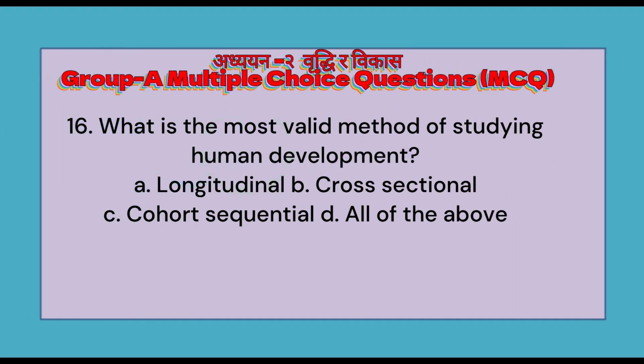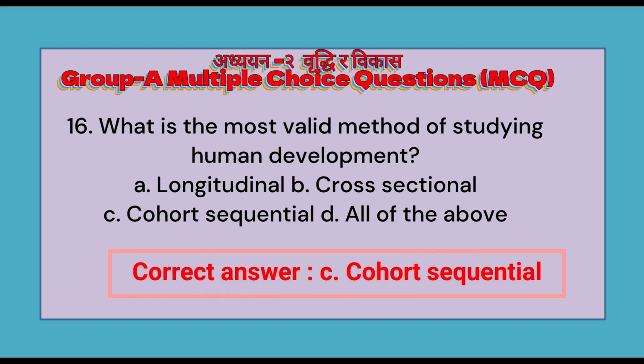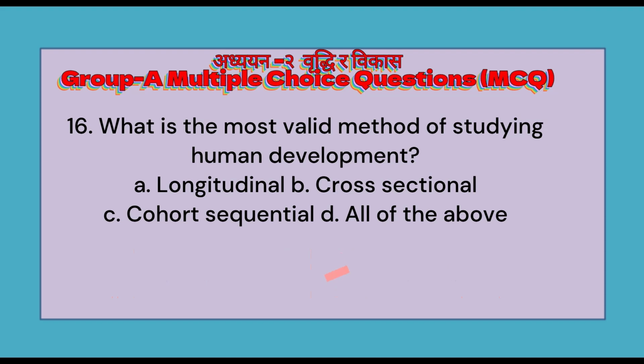16. What is the most valid method of studying human development? A. Longitudinal. B. Cross-sectional. C. Cohort sequential. D. All of the above. Correct answer: C. Cohort sequential.